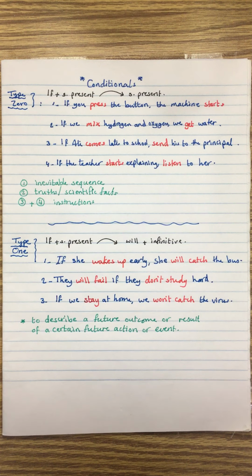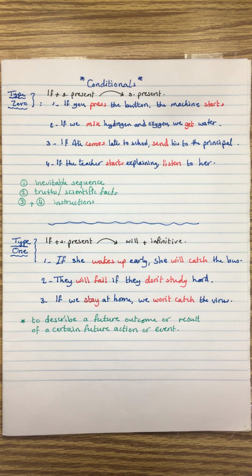Let's start. If you press the button, the machine starts. يعني إذا كبست أو ضغطت على الزر الآلة تعمل أو تشتغل. This is inevitable. يعني شيء أمر محتوم منه رح يحصل. Number 2. If we mix hydrogen and oxygen, we get water. As you can see, here we have oxygen, hydrogen, so this is a truth, this is a scientific fact.